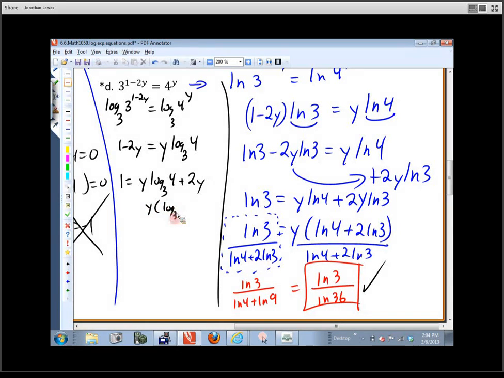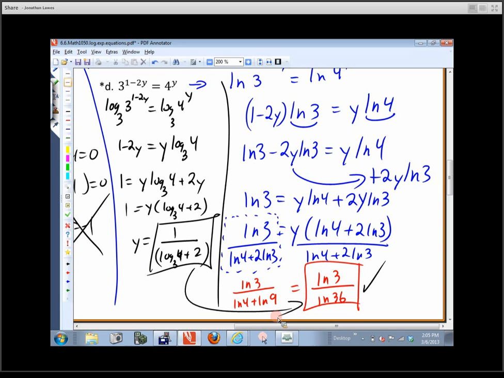Log base 3 of 4 plus 2. Now that is just the log base 3 of 4 plus 2. Okay. And then the last thing I need to do is just divide by that. So here's what we get. I get y equals 1 over log base 3 of 4 plus 2. And that entire thing would be in the denominator. So this right here would be a perfectly good answer.